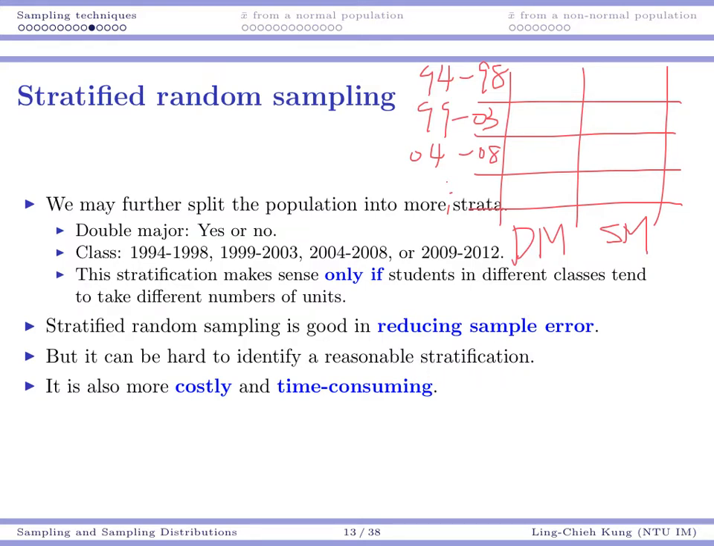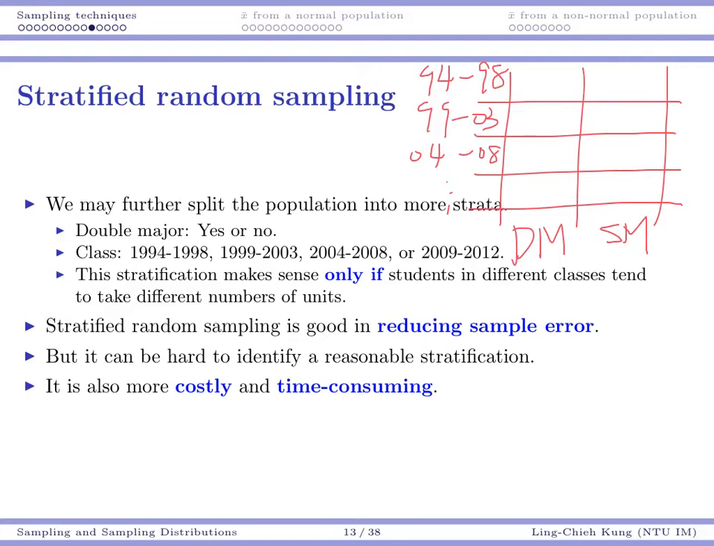Okay, if whether people graduate far from today or just yesterday, if that graduation year does not really affect their preferences or the number of credits they take, then doing that stratified random sampling is simply wasting our time and money. Okay, and also the reason that we typically prefer random sampling is obvious.